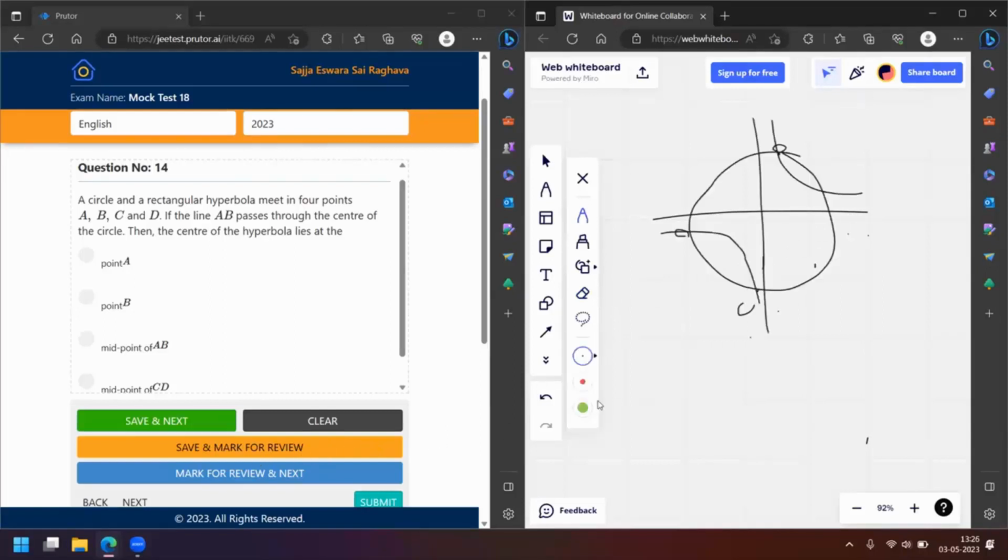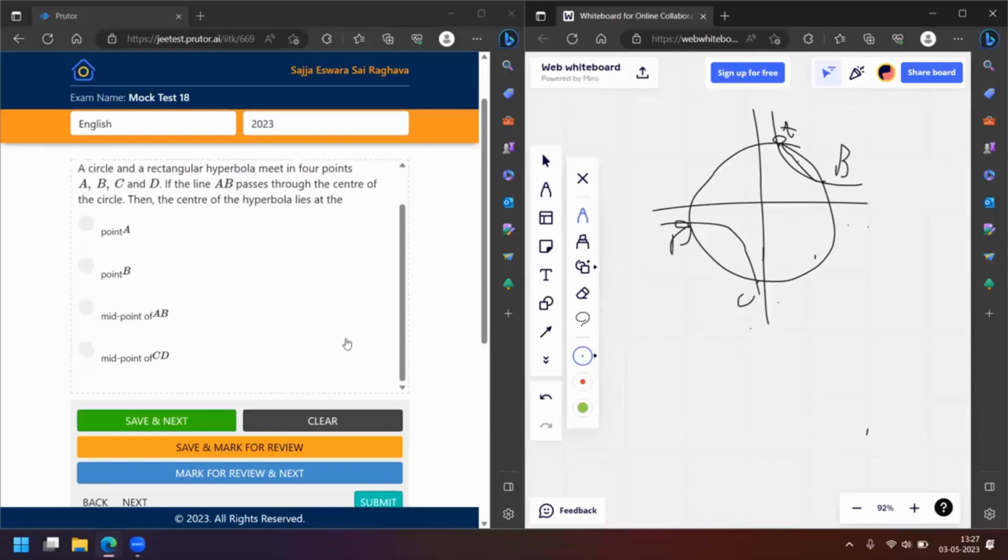Here the line AB is given as passing through the center. Okay, this question will take more time since we have to assume A and B are on the diameter of the circle. From the A and B of the circle, we have to find the center of that. So we will skip this question also.